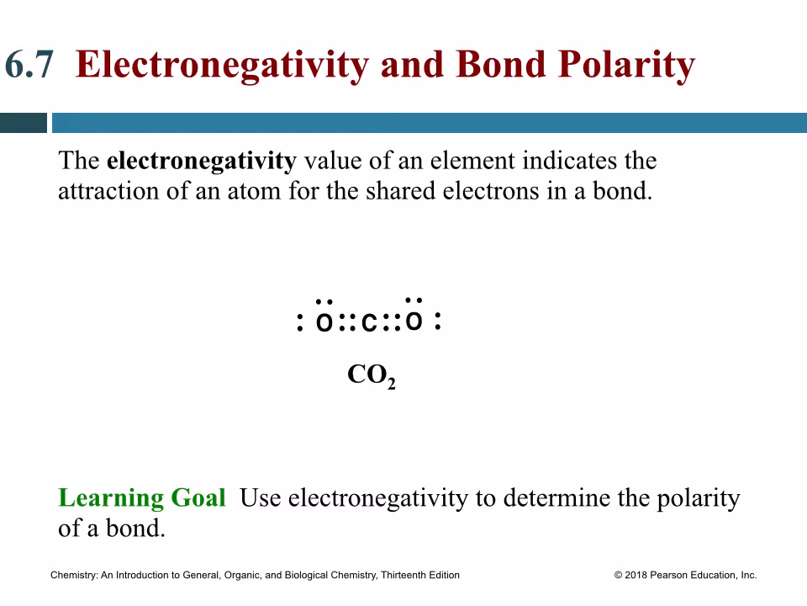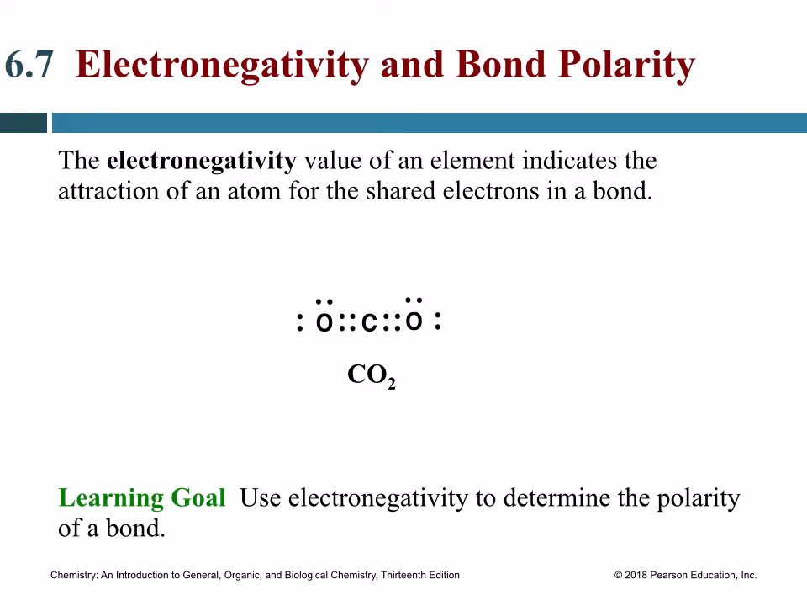Now that we have looked at naming molecules and drawing Lewis structures, next we'll use Lewis structures to determine bond polarity, molecular shape, and intermolecular interactions. To determine bond polarity, we need to know the electronegativity of an atom.